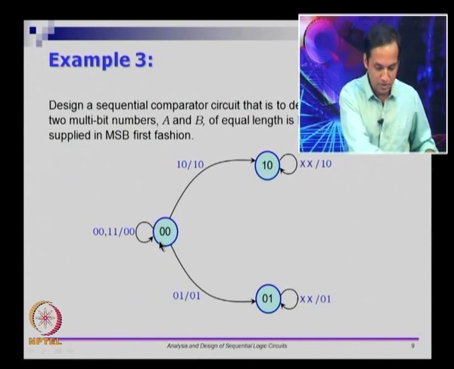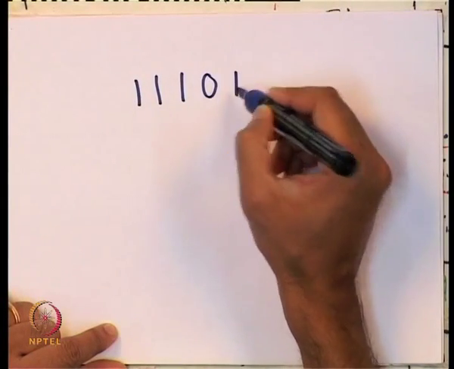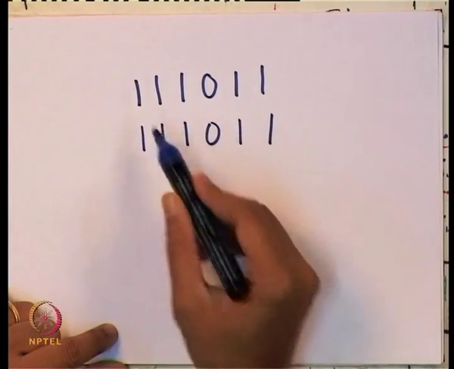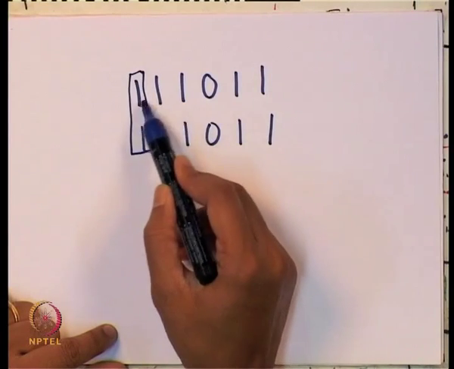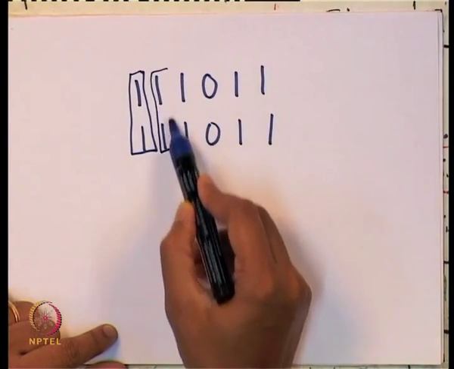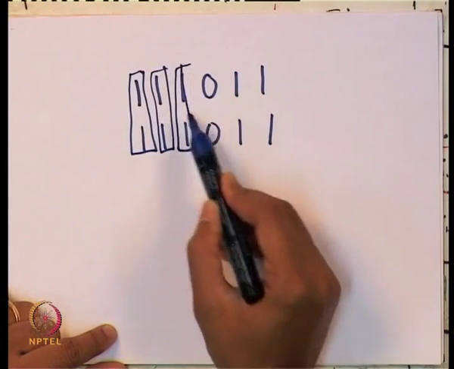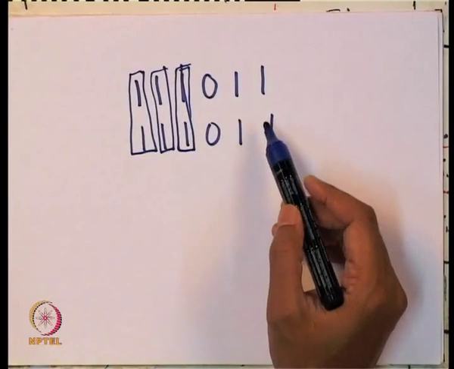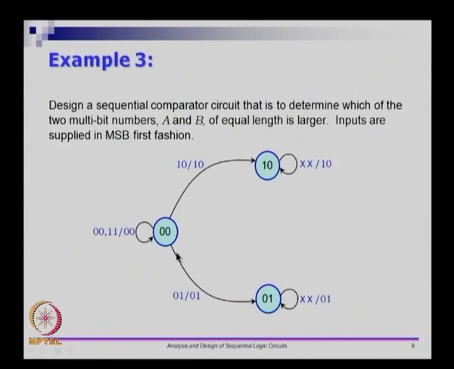So let me do this on a piece of paper. If I have an input like this and I give you another input which is also like this, you will first compare these two bits, you cannot distinguish between them, you go to the next digit, you compare these two bits, again they are the same, then you compare these two bits and so on, and if you exhaust all the 6 digits, you will stay in the same state 00 itself and produce 00.